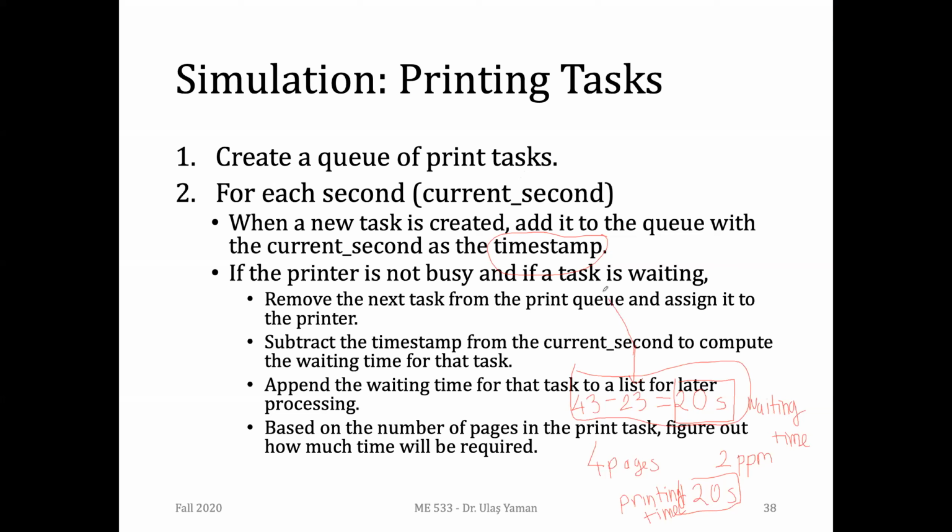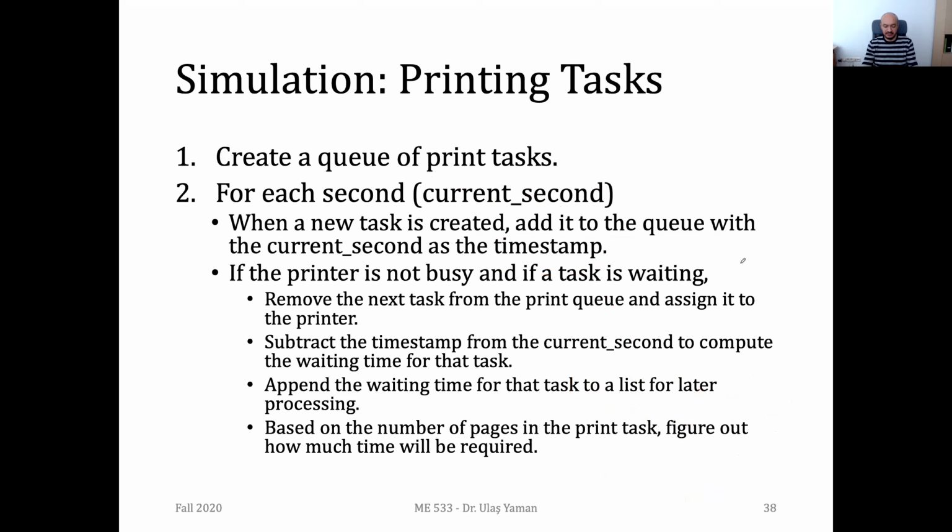This is the initial timestamp, and 43 is the current seconds. Yes, this is not a timestamp, but this is the current seconds of the operation. So we do a simulation. This is the current second, so it's already there. So we simply do the subtraction, subtracting the timestamp from the current second. Any other questions, guys?